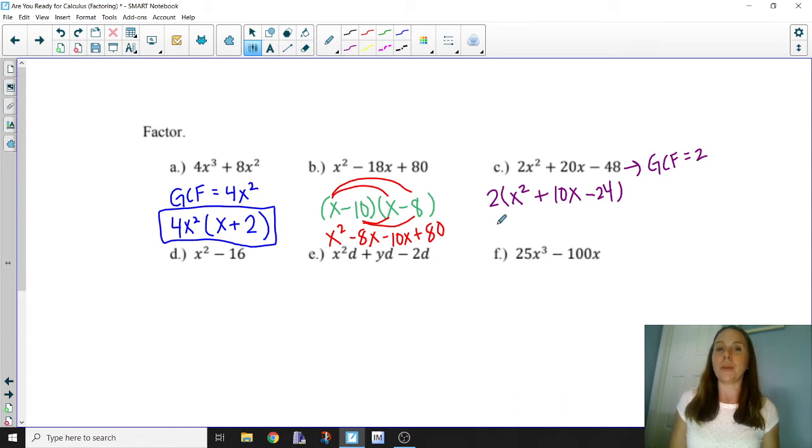We can keep going. I was like, there are not numbers that multiply to get negative 24 that also add up to 10, but there are. Okay, so we need to do another step here. We are combining.